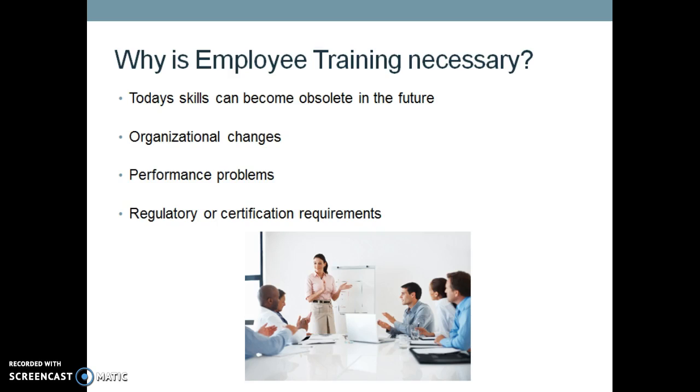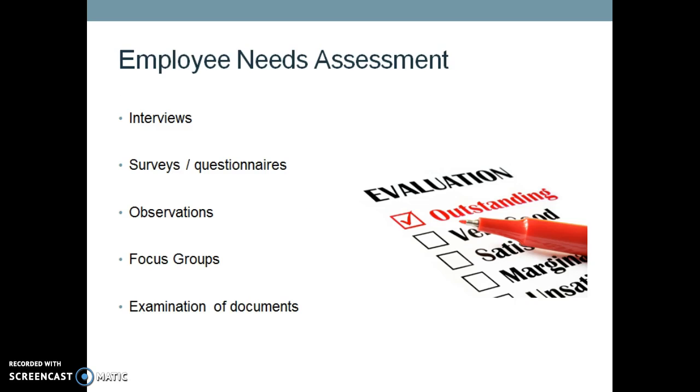Second, plan changes within an organization, such as the introduction of new tools or equipment. And third, when employee productivity is low or numerous errors and mistakes become a problem. And lastly, regulatory, contractual, professional, or certification issues can require an employer to provide training for their employees. Training must be directed toward the accomplishment of an organizational objective, such as more efficient production methods, improved quality of products or services, or reduced operating costs.